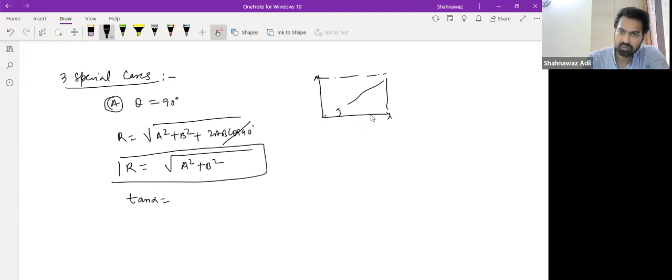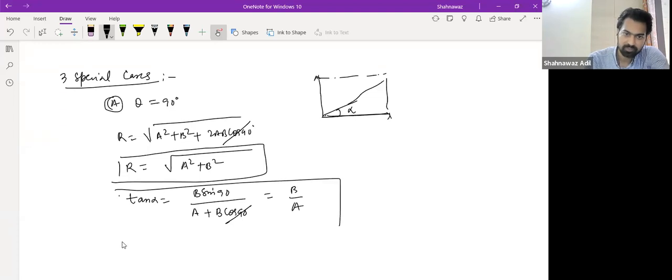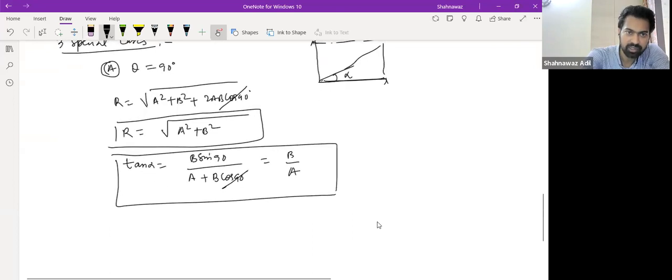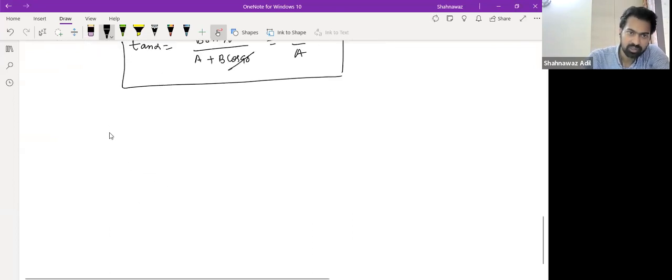And the angle between the resultant and this a vector would be b sine 90 over a plus b cos 90. Again, this cancels, sine 90 is 1, so we have b by a. Right. Yes, sir. And then we have the second case where theta is how much?